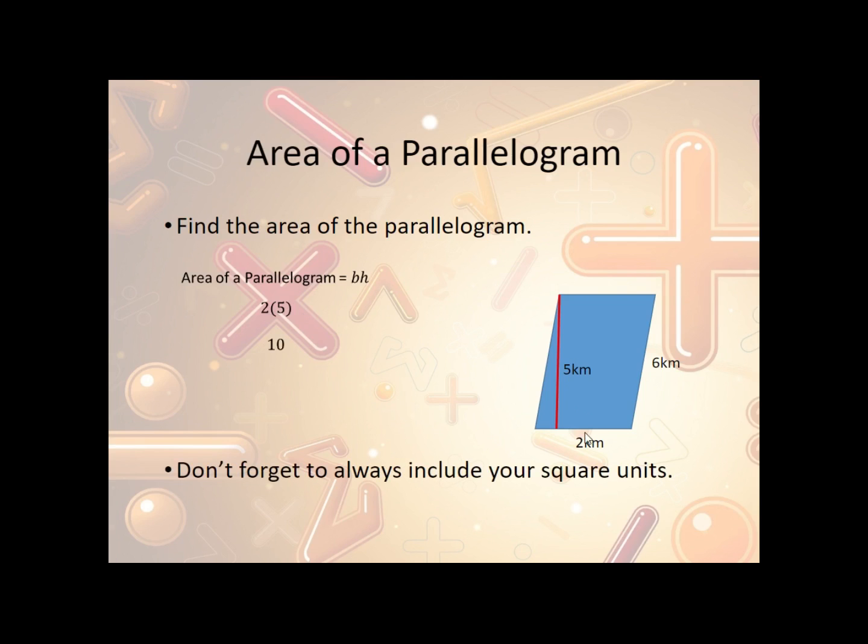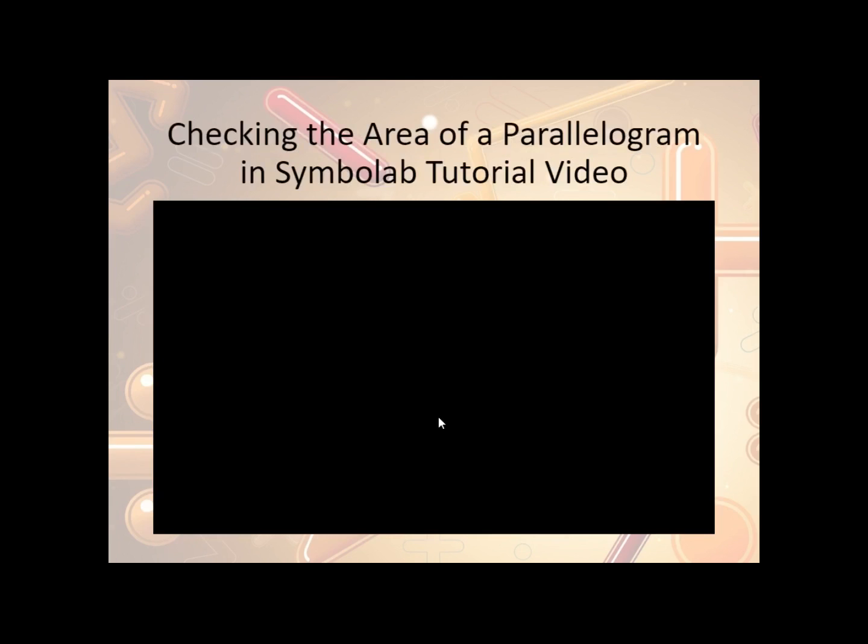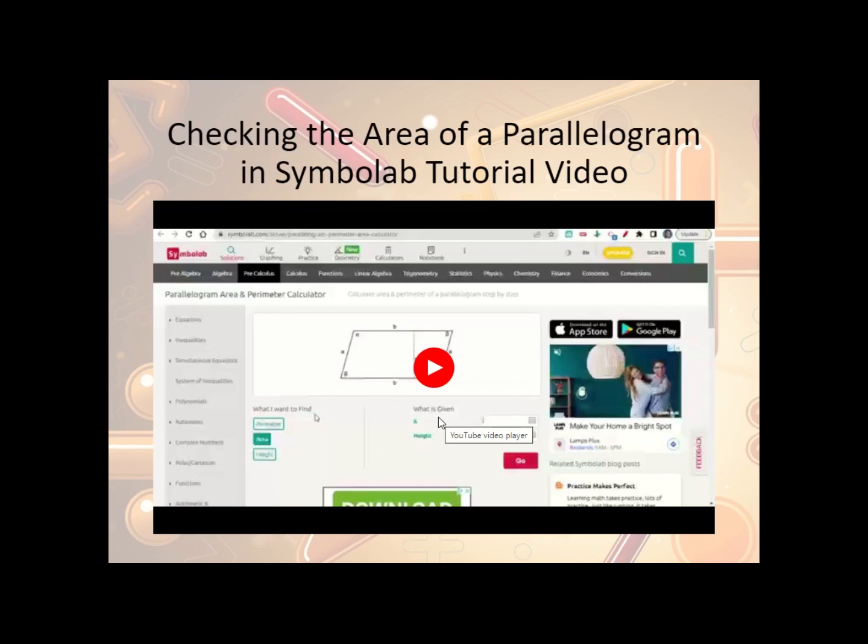Now don't forget your units. It's in kilometers, so it becomes kilometers, and its area, so it's kilometers squared. So it's 10 kilometers squared. Now there's a video here that shows you how you can check your work when finding the area of a parallelogram using Symbolab. So go ahead and watch that video now.